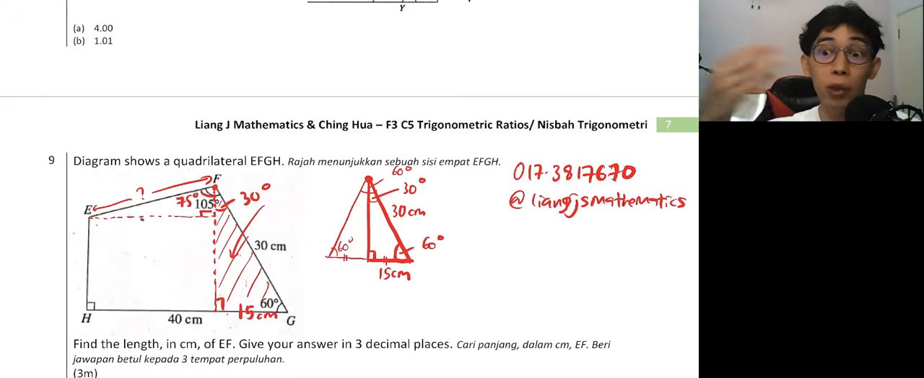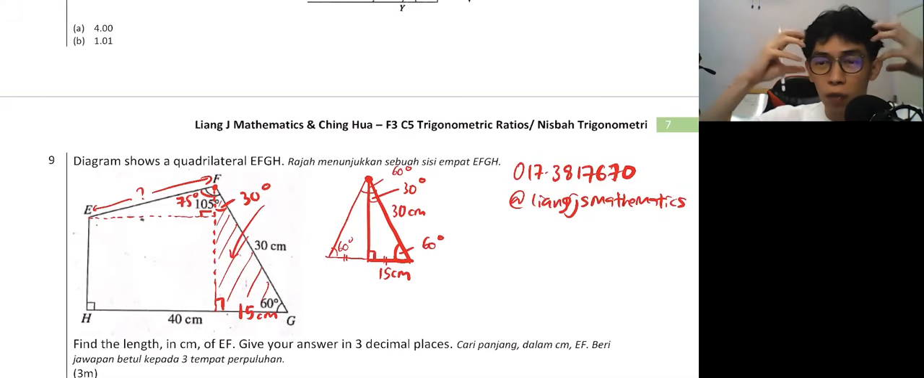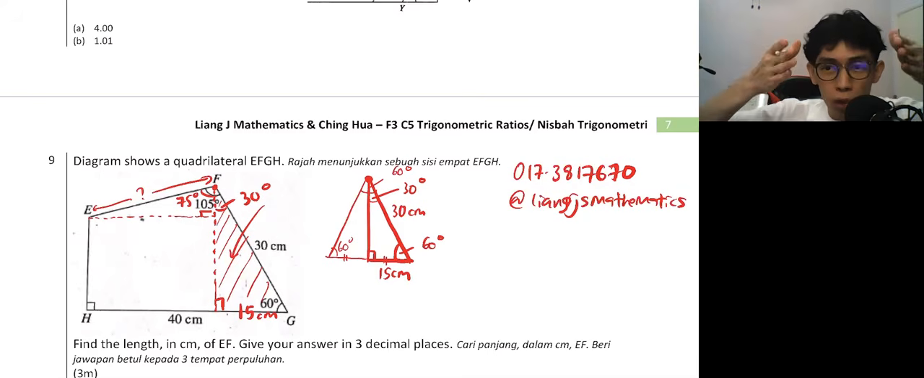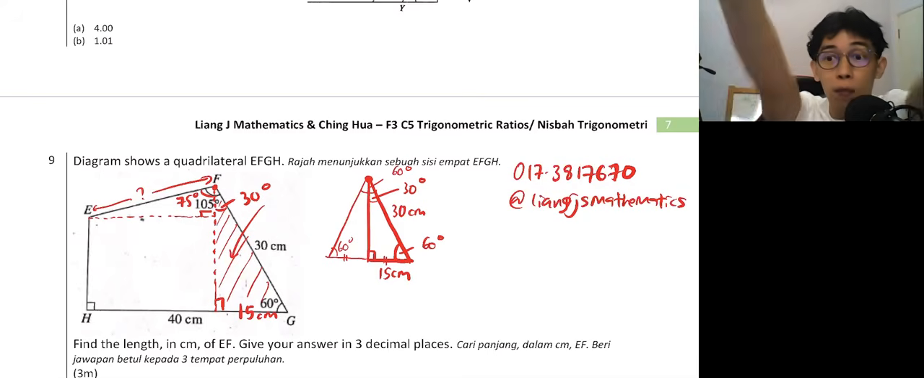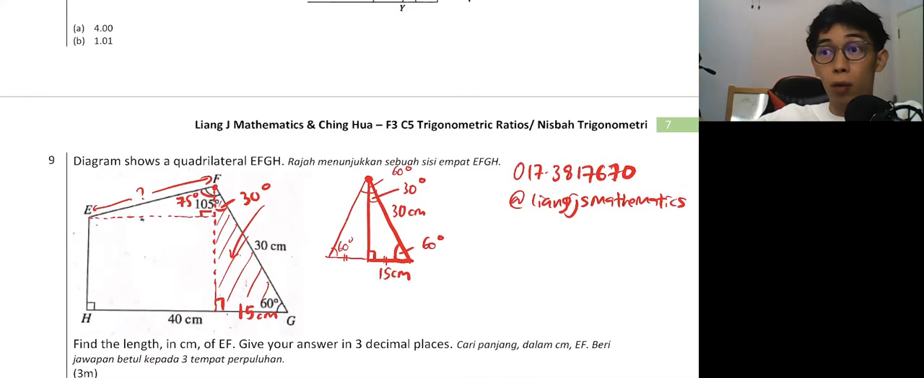Can you see I'm giving you different points of view? You need so many different points of view to solve mathematics. Don't solve it using one type of formula only. That's how you think, and how you explore your HOTS questions.